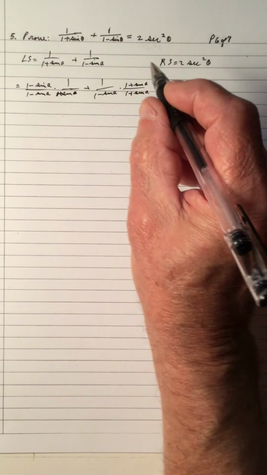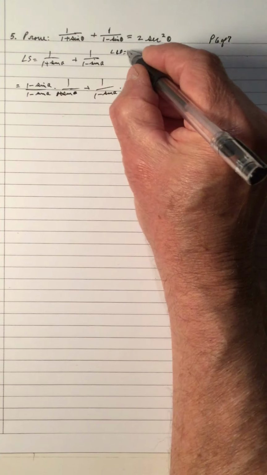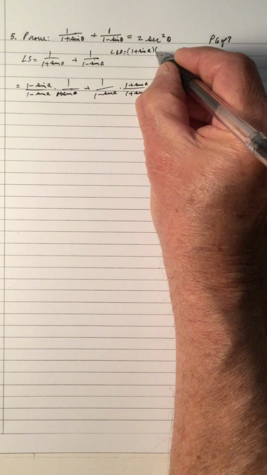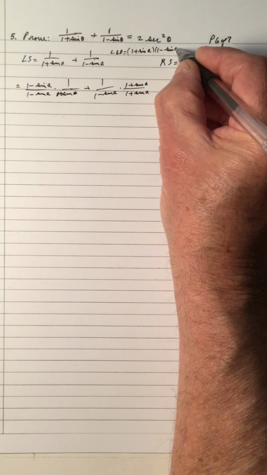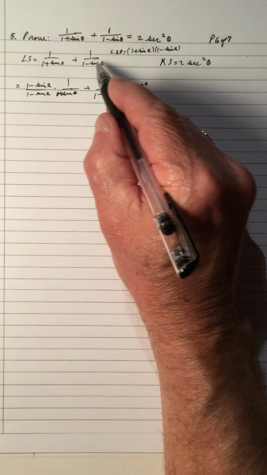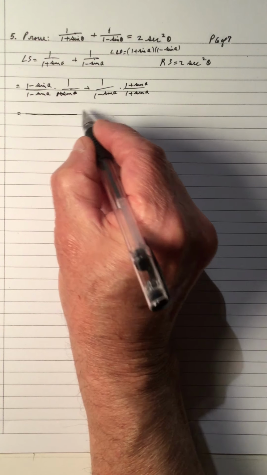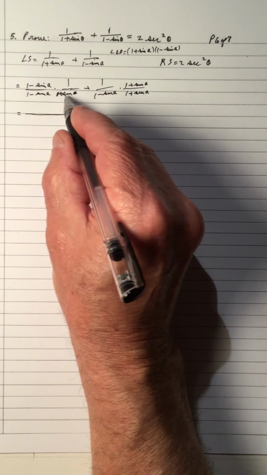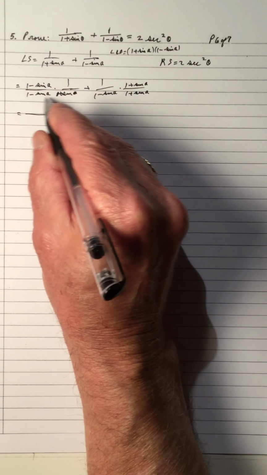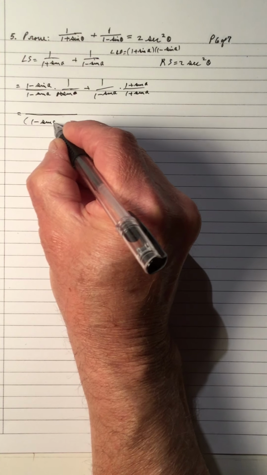Okay, make sure everything is okay. Notice the LCD is the product of these two. The LCD is 1 plus sine times 1 minus sine. So I have to multiply this fraction by 1 minus sine over 1 minus sine. I have to multiply this fraction by 1 plus sine over 1 plus sine. So if you multiply these two, this denominator and this denominator are the same. But if I notice this is the factorization, I can leave it like that just for a second.